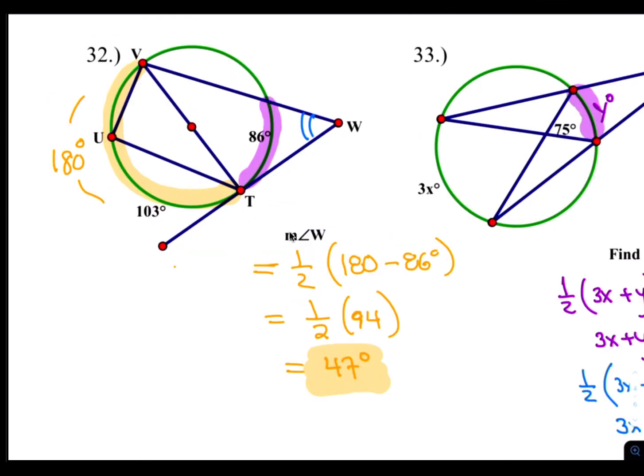All right, for number 32, we're finding the measure of angle W. Now, angle W is this marked angle here. First, let's acknowledge that this orange arc is a semicircle. That means it's 180 degrees. It's also one of the intercepted arcs of this angle W. The other intercepted arc is 86. We use the formula that angle W is half the measure of the difference of the two arcs. So that's half of 180 minus 86. 180 minus 86 is 94, and half of 94 is 47. So that's the measure of angle W.